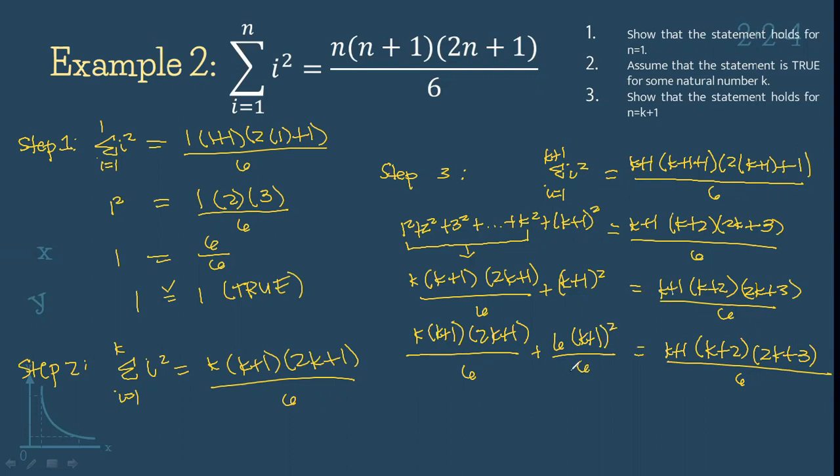So now, we can combine like terms. So we have here k times k plus 1 times 2k plus 1 plus 6 times k plus 1 squared is equal to k plus 1 times k plus 2 times 2k plus 3 all over 6.